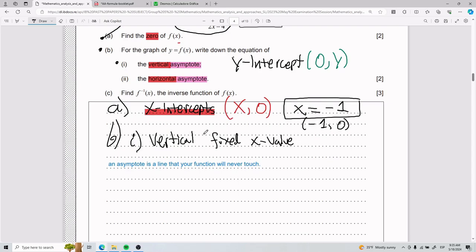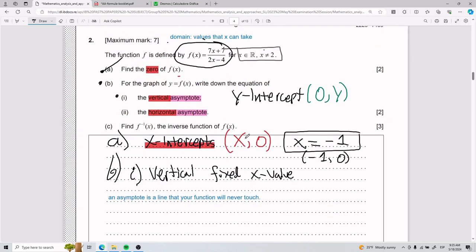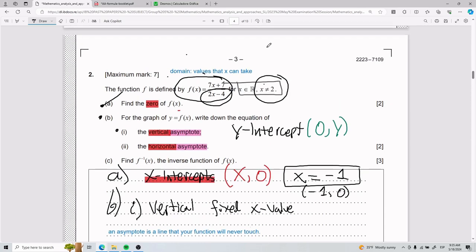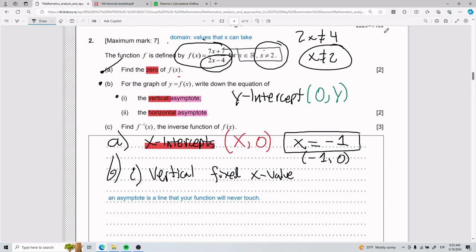And so once you find out the values of x that you cannot take, that is the equation of a vertical asymptote. And so here they actually tell you that x cannot equal 2, and the proof is the one I showed earlier, right? So you took the denominator, you said this can't equal 0, and so quickly you find out that x cannot equal 2. And so because x cannot equal 2, the equation of your vertical asymptote is x equals 2.